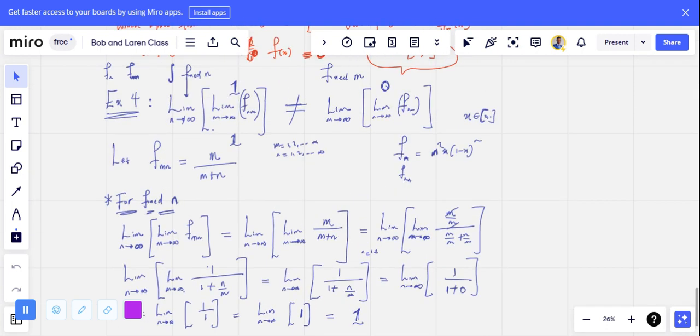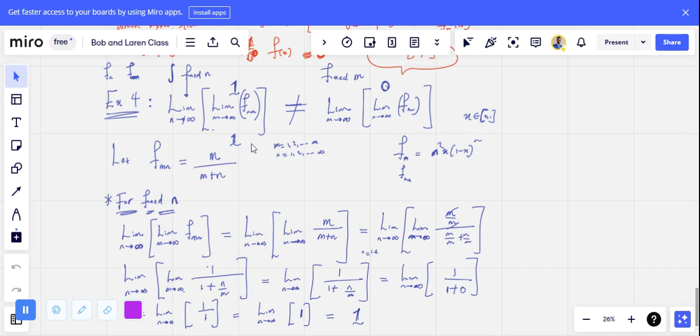For this example 4, it's clearly stated that we wanted to show that for a fixed n, we need to evaluate the limit of f(n,m) as m tends to infinity, and at the same time for a fixed m, we need to take the limit of f(n,m) such that n tends to infinity. So what we wanted to derive from here is to confirm whether they are going to be equal to each other or not.